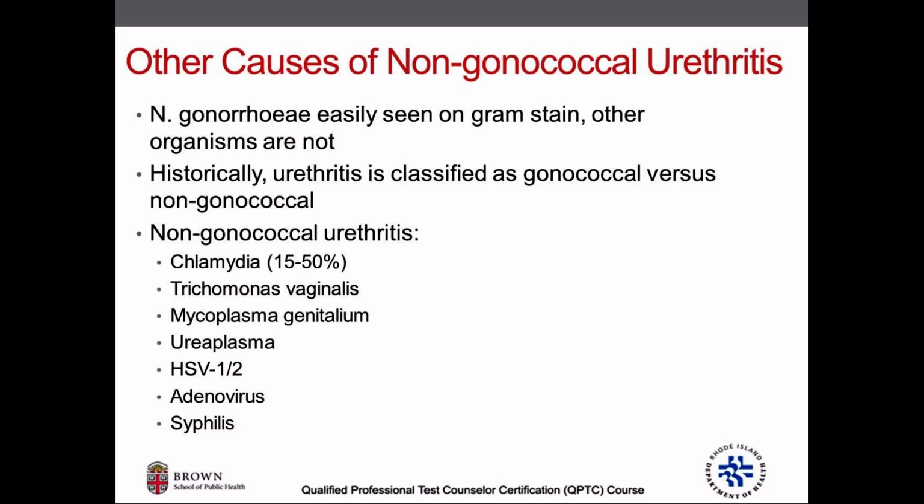There's a number of other causes of urethritis. These include gonorrhea. We'll talk about that in a second. But there's a number of other causes of urethritis other than chlamydia. In general, chlamydia is the most common. The other causes that we do see include Trichomonas vaginalis, Mycoplasma genitalium, Ureaplasma, HSV, adenovirus, and syphilis can all cause symptoms of urethritis.